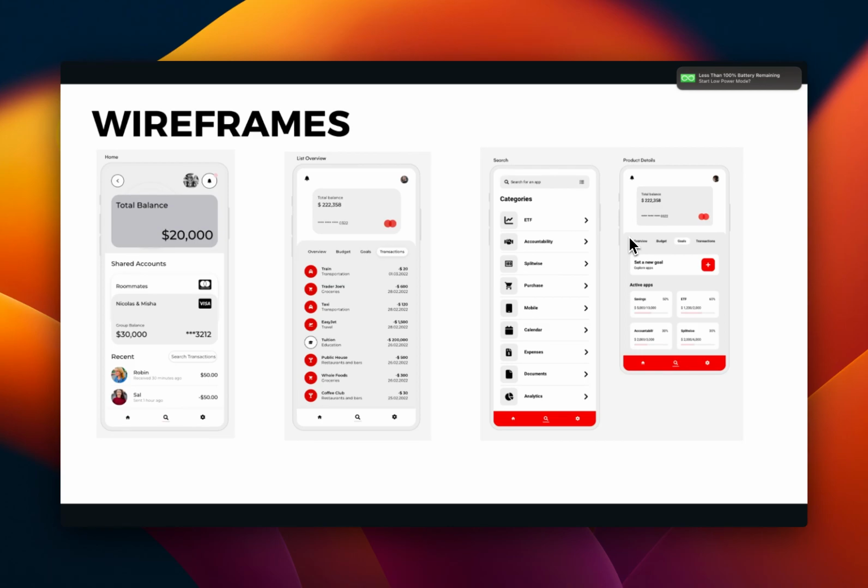We don't have to really look at this, but I threw this idea into an AI UI/UX generator, and it came up with this. You can see over here we have our shared accounts, represented as credit cards. You can see the group's balance, your recent payments, transactions, whatever. And then there's the little app store.